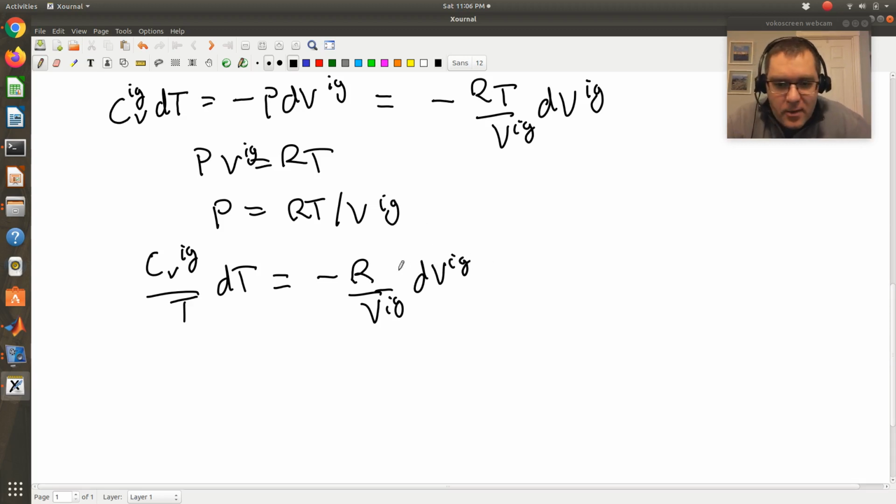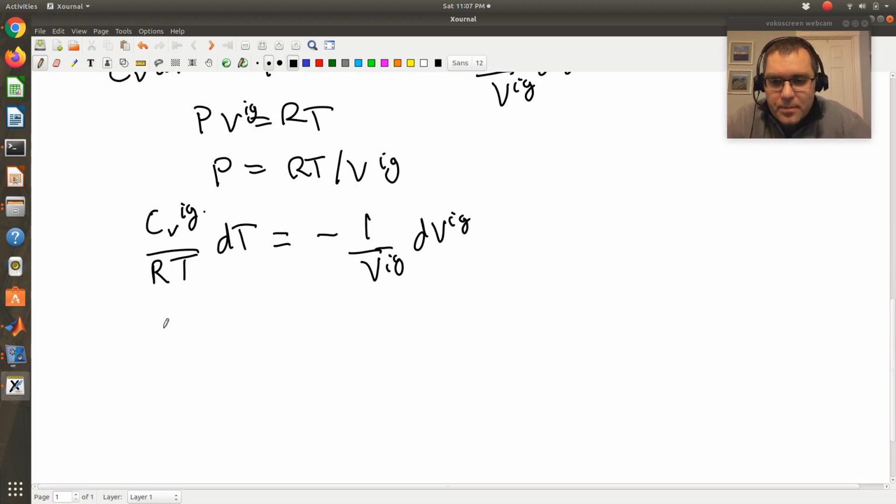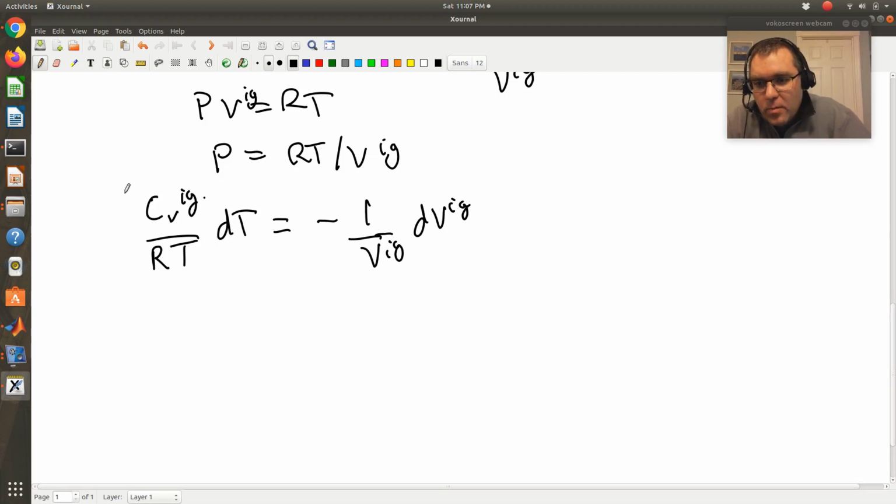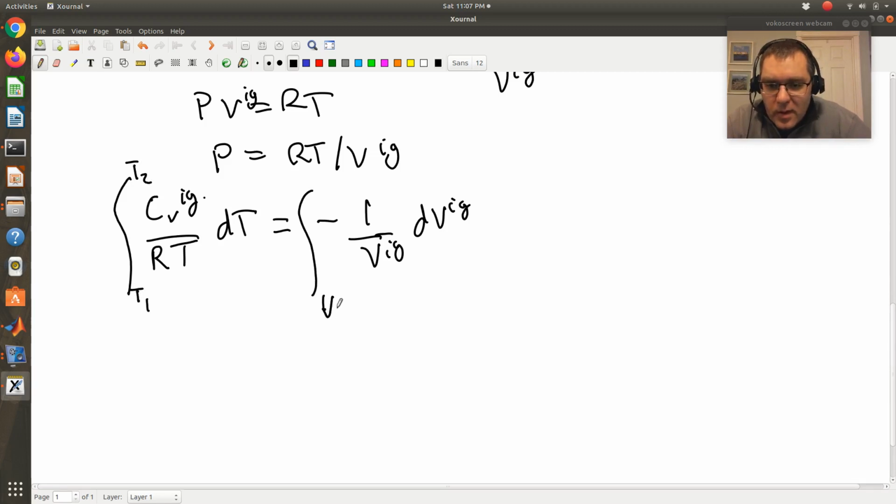Maybe I bring R over, then it will be dimensionless. Let me do that just because it'll make things dimensionless, which will be nice. I'm just going to bring R over here because CV and R will have the same units. Now that I've brought my temperature dependence over to the left-hand side, I'm going to integrate from my initial state, T1, to my final state at T2. On the right-hand side, I'll integrate from V1 to V2.